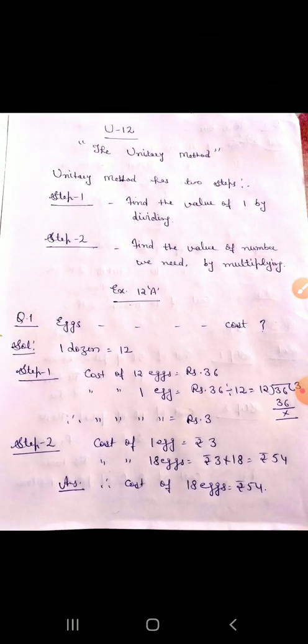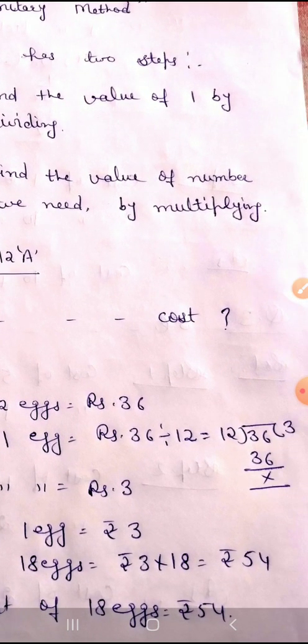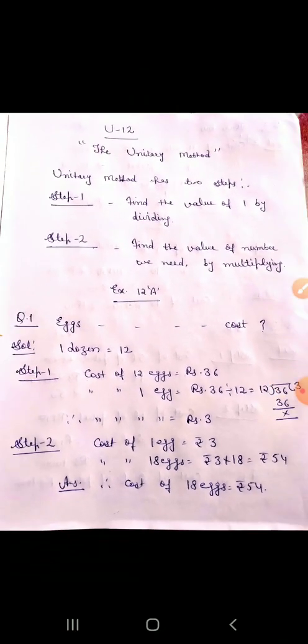Means the answer of step 1, the number which we have got after dividing, after division, that will be the first line of step 2. Okay dear? Answer of step 1 will be the first line of step 2. Now see the second question.